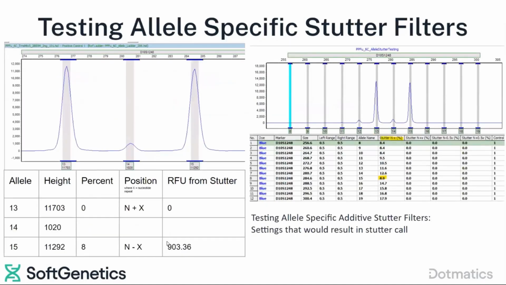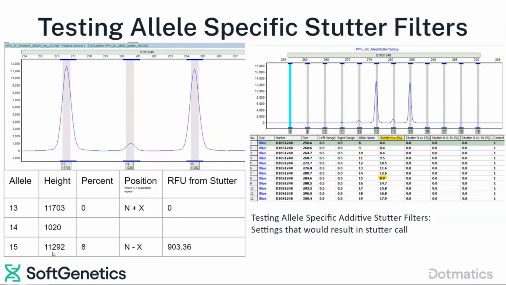Now, how would you test this? Okay, here's just a short example of how you would test allele-specific stutter and the additive stutter. In this example, we've got a 13 and a 15 allele, and the 14 is in the shared position. So for 13 we're looking at n plus x, and we're looking at n minus x from allele 15. And when we look at the RFU from stutter, if the stutter filter is set at 0, then of course we'd expect 0 RFU from the stutter.